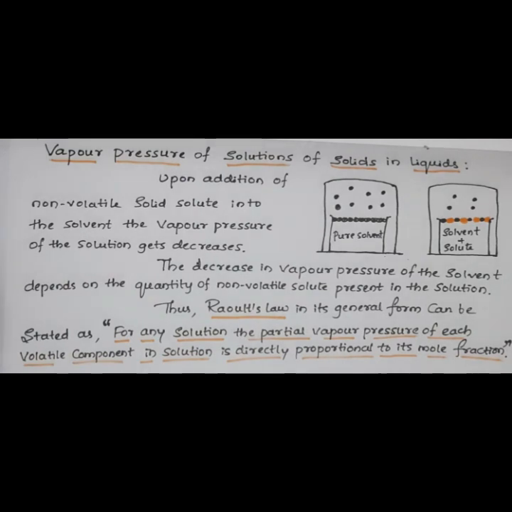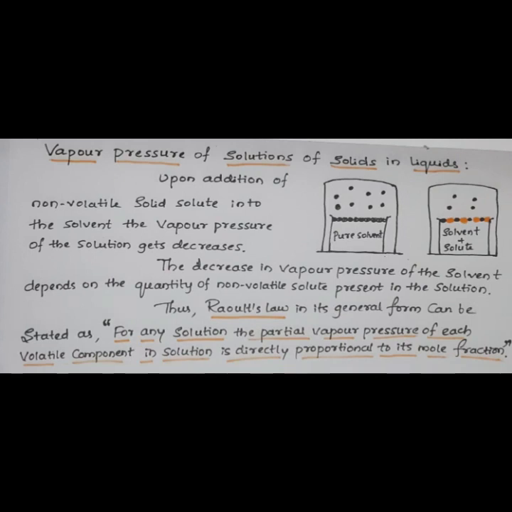In the previous lecture, we discussed the vapor pressure of solutions for liquid solutions, where both solute and solvent are present in the liquid state. Now, in today's lecture, we are going to discuss the vapor pressure of solutions of solids in liquids. When two volatile liquids are present, the vapor pressure of those liquids can be explained with the help of Raoult's law.